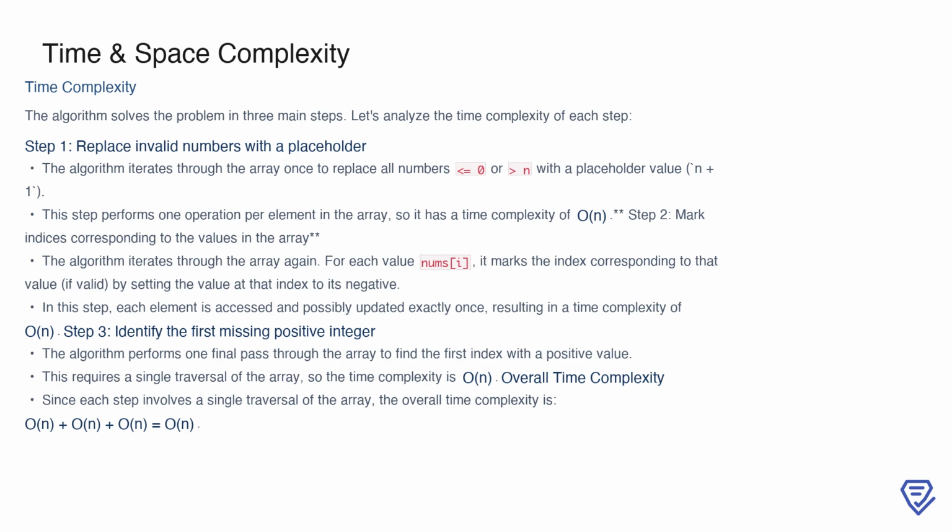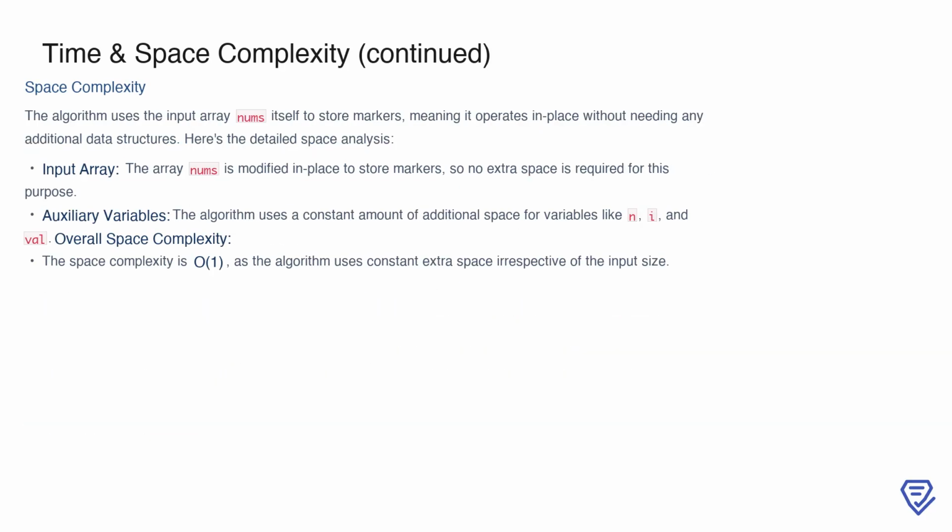Finally, we perform a third pass to identify the first missing positive integer by checking for the first index that still holds a positive value. Like the previous steps, this involves a single traversal, adding another O(n). When we sum up the time complexity of all 3 steps, O(n) from each, we get an overall time complexity of O(n). For space complexity, this algorithm is highly efficient because it operates entirely in place.